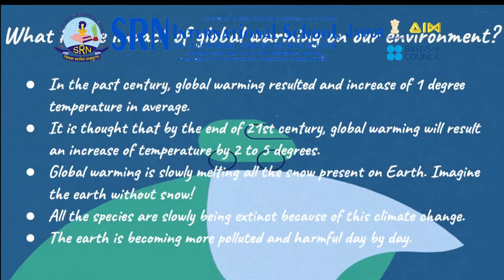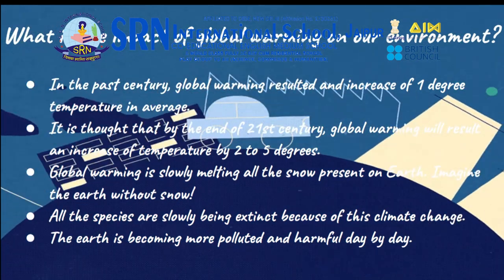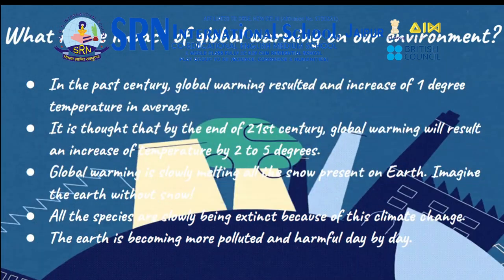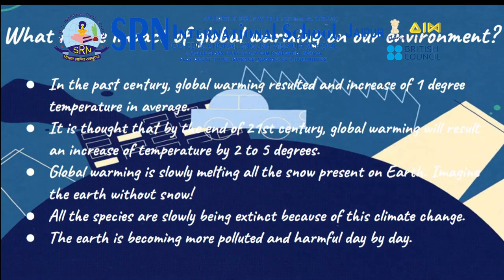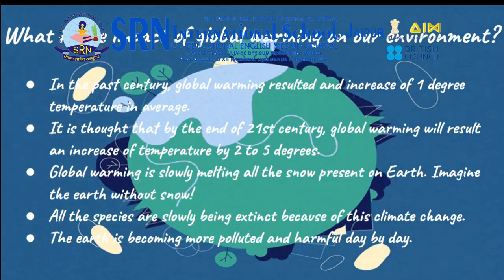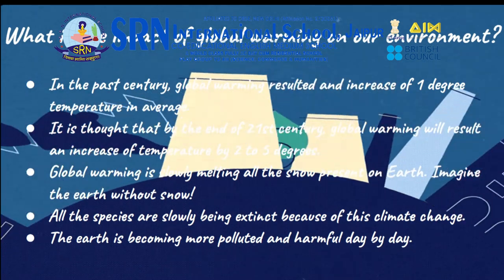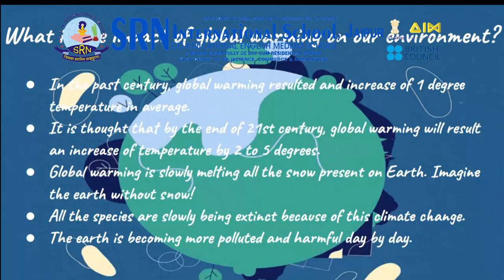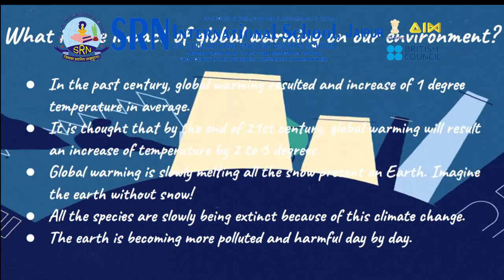So, what is the impact of global warming on our environment? In the past century, global warming resulted in an increase of 1 degree in temperature on average. This seems like a very small number, but it has impacted our lives a lot. It is thought that by the end of the 21st century, global warming will result in an increase of temperature by 2 to 5 degrees. Isn't this a big number?